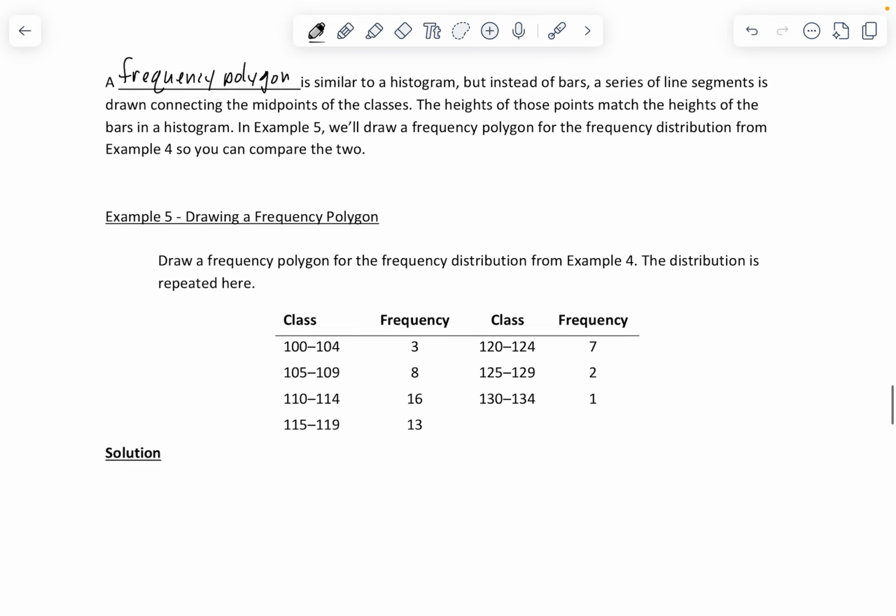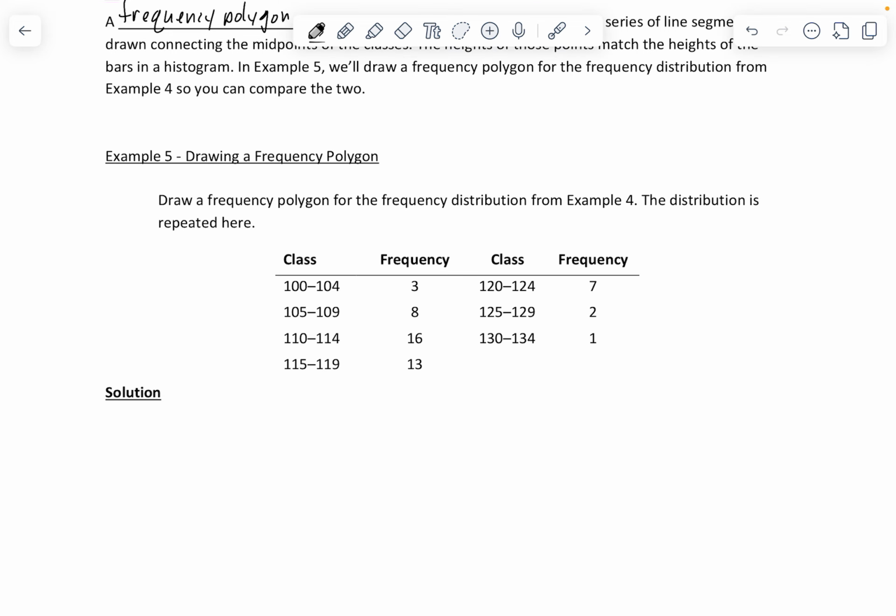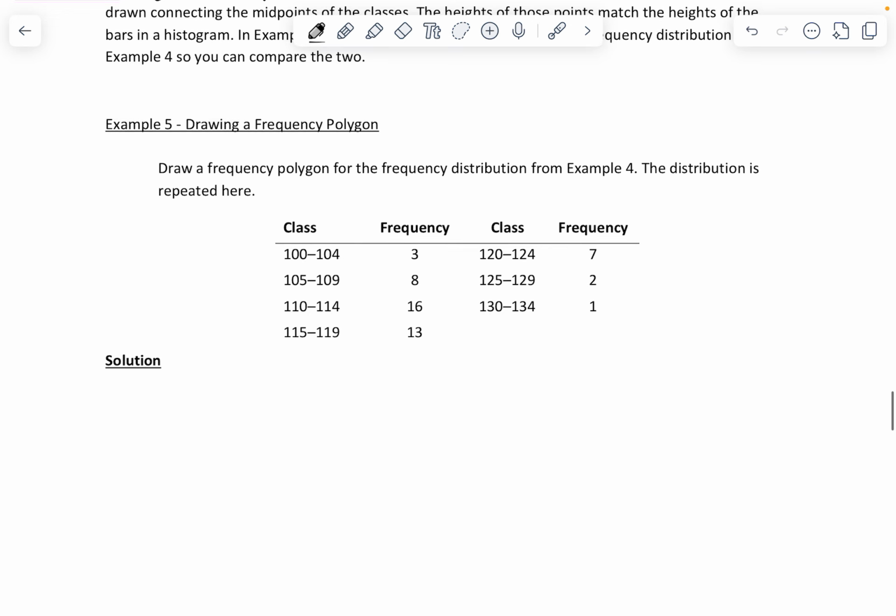So here is the distribution repeated again. I drew it out for you in the previous example, but here it is again. Okay. So to sketch a frequency polygon, one thing we need to do is find the midpoints for each class. This is accomplished by adding the upper and lower limits and dividing by 2. Okay? So we have a total of 1, 2, 3, 4, 5, 6, 7 classes. That means we'll have 7 midpoints. Let's just make a list of them. We'll say midpoints.